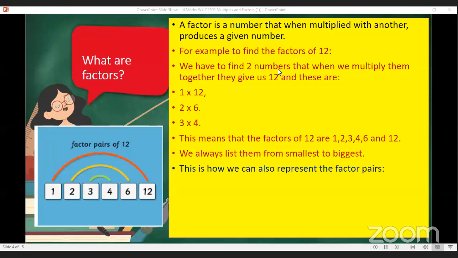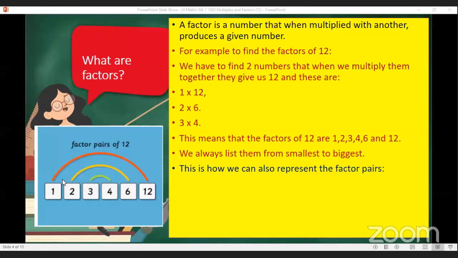And then is that it? Are those all the numbers? No. And the last one is 3 times 4. So 3 times 4 gives us 12. If we want to check 5, which number can we multiply with 5 to get 12? You say 5 times what? If we say 5 times 2, it gives us 10. And if we say 5 times 3, it gives us 15. So then 5 is not a factor because there is no number that we can pair with 5 to get 12, right?